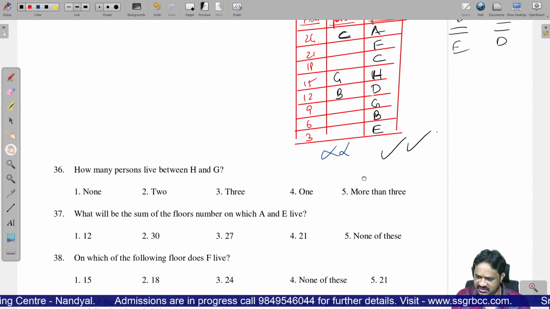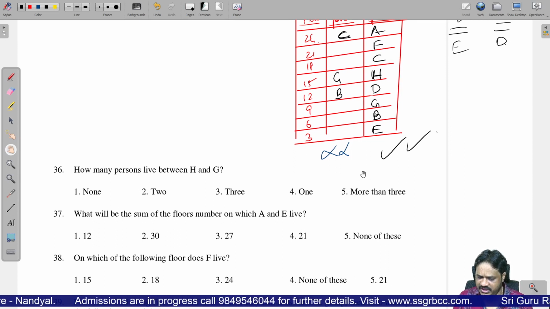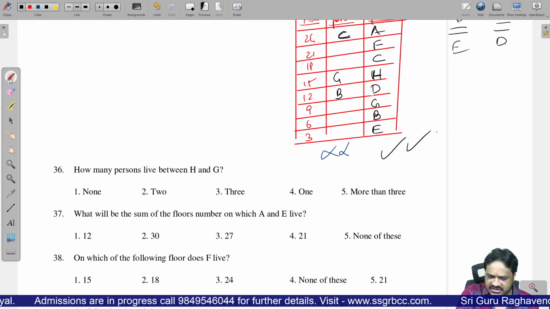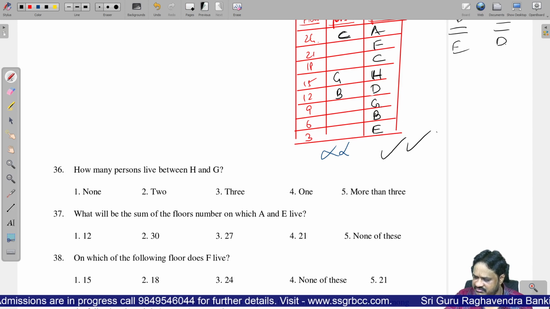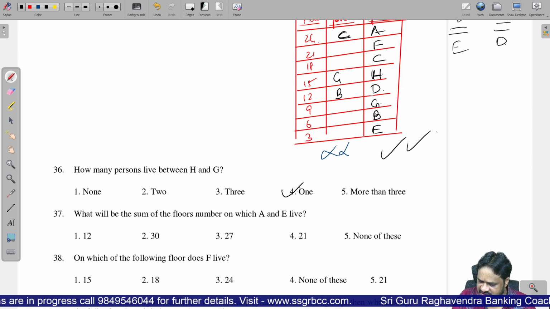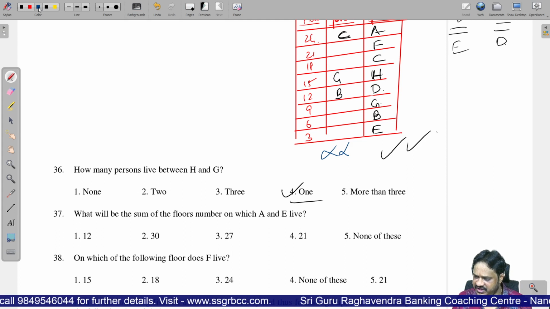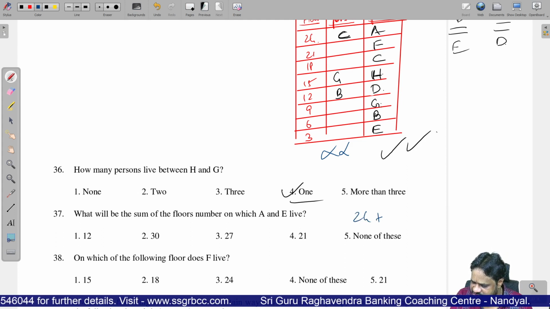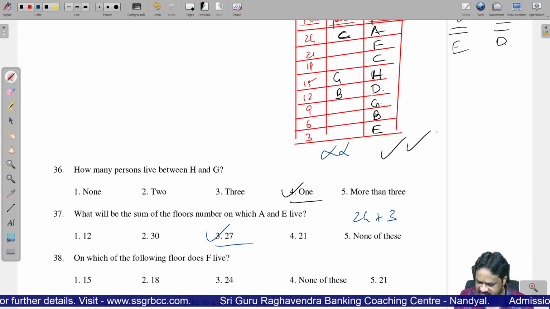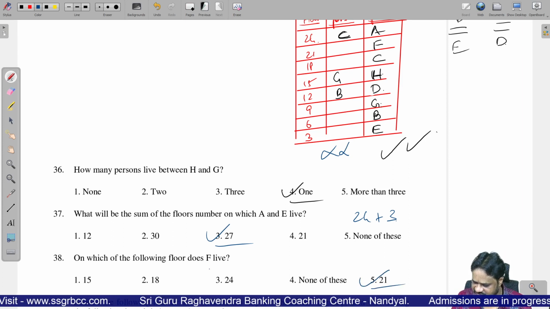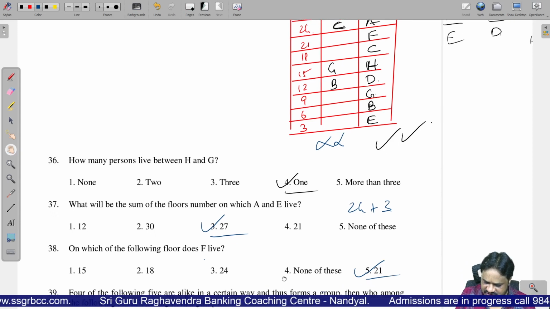First one, how many persons are there between H and G? Only one. Then second one, what is the sum of A and E? A is 24th, E is 3, so 27. On which floor does F live? F is living on the 21st floor. Let us see the next question.